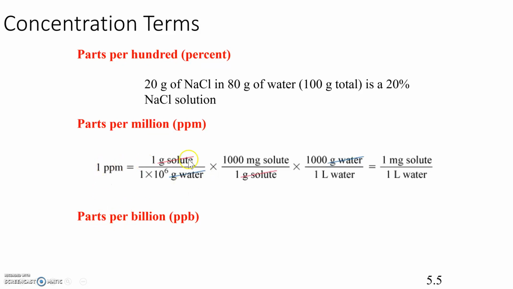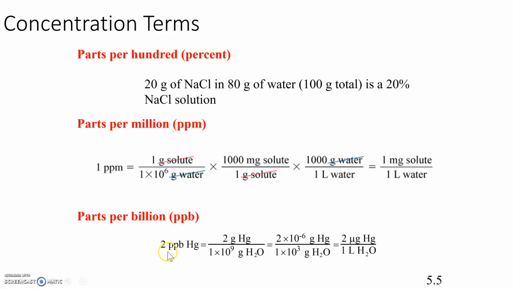Parts per million, this is the same as saying 1 gram of solute in 1 million grams of water. If we do some conversions, this is the equivalent of 1 milligram of solute in water. Another common unit that we use is parts per billion. So if something is 2 parts per billion mercury, this is the same as saying 2 grams of mercury dissolved in 1 billion grams of water, which is equivalent to 2 micrograms of mercury in 1 liter of water.